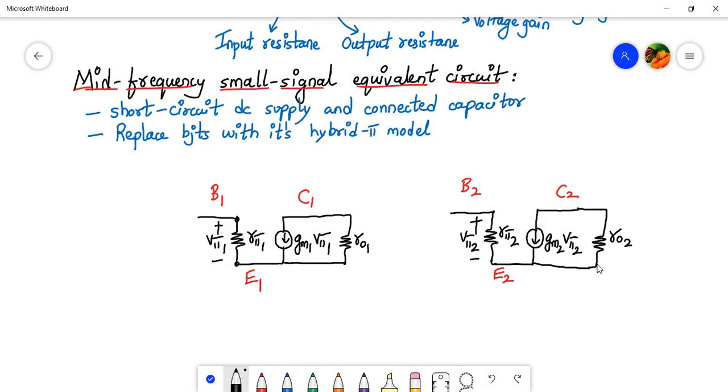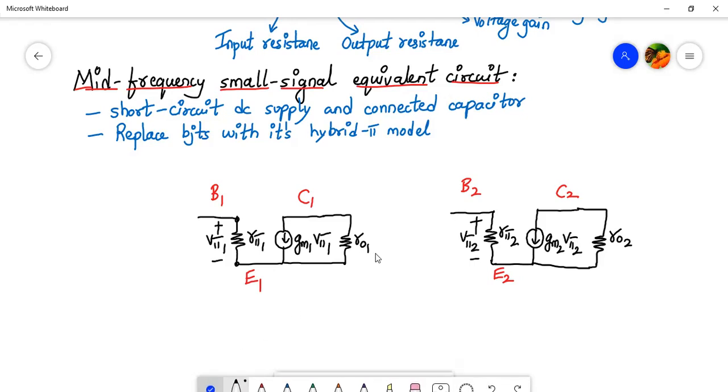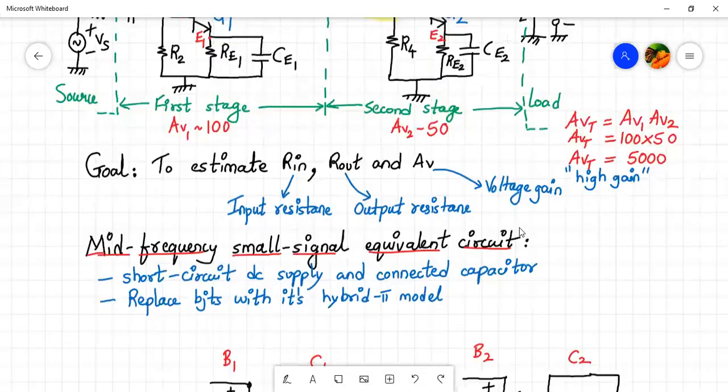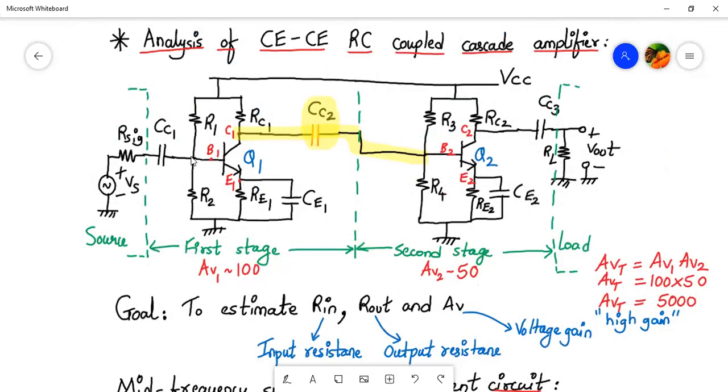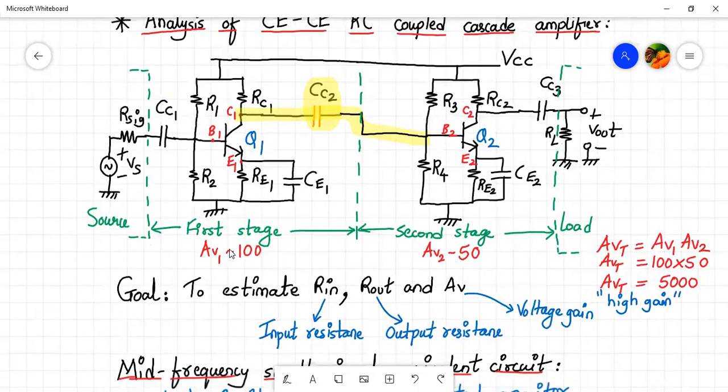Okay, now we have to join them together one by one. So let's start with the base 1 terminal. What is connected to base 1? Base 1 will have R1 and R2. Now R1's other end is connected to the ground, and R2's other end is connected to the ground, so R1 and R2 will come in parallel. Then this capacitor will be short circuit. Then we have RC and VS. So we'll mark that over here.